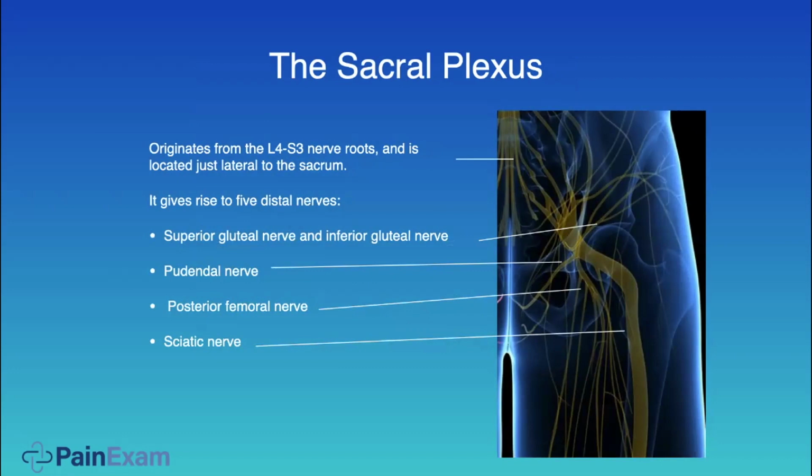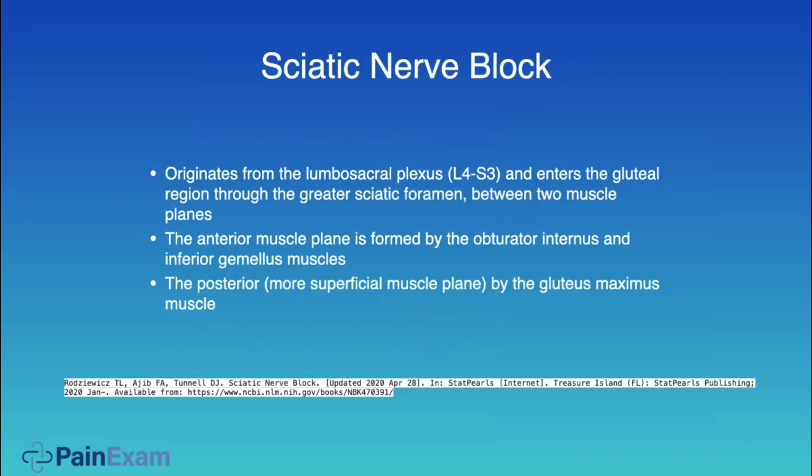Okay, the sacral plexus. It originates from the L4 to S3 nerve roots and is located just lateral to the sacrum. It gives rise to 5 distal nerves: the superior gluteal, inferior gluteal nerve, the pudendal nerve, the posterior femoral nerve, and the sciatic nerve. Sciatic nerve originates from the lumbosacral plexus and enters the gluteal region through the greater sciatic foramen between the two planes. The anterior muscle plane is formed by the obturator internus and the inferior gemellus muscles, and posteriorly you have the more superficial muscles, the gluteus maximus.